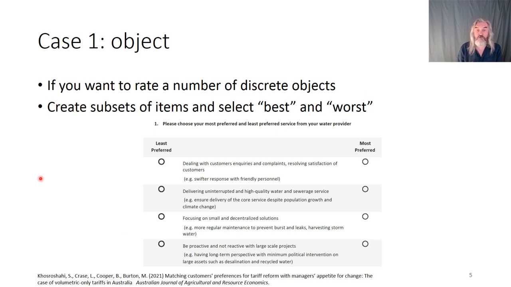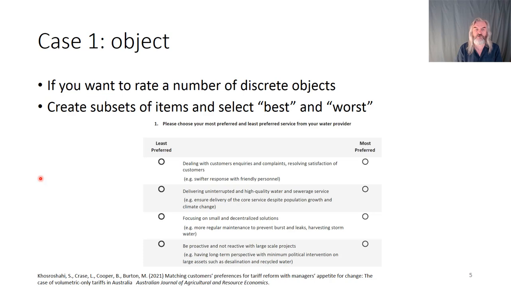We want to rate, as I said, a number of discrete objects, and these need to be definable as clearly separate elements. The example we've got here is a study about water providers from the perspective of a customer. What are the elements of the service that are provided by a water provider? What do you want to find out: the best or the worst, or the most preferred or least preferred element? You can see here that there were about, I think, 14 items in this design.